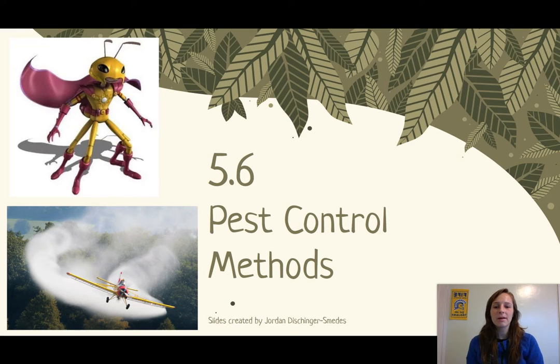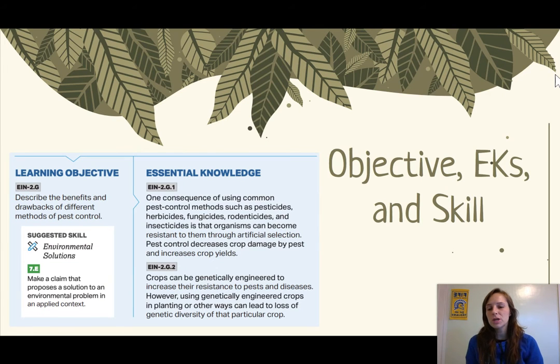All. So today we're going to be covering topic 5.6, which is on pest control methods. Now, the learning objective for today is that you can describe the benefits and drawbacks of different methods of pest control. You're going to have a chance to look at the different types of pest controls that we have, and as I said, some of the benefits to them, some of the downsides, how GMOs are related to this, how different types of pesticides are related, so all that stuff today.